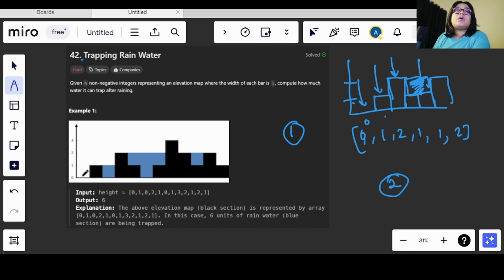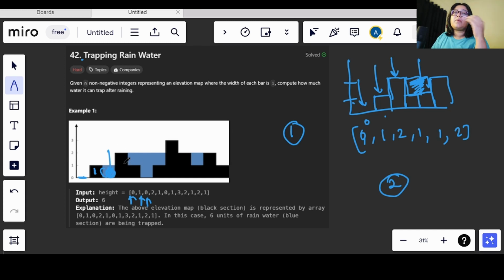So here the height is 0, then we have 1. Now this is 0, this is 1 again. When we have 0, whatever space is left between, the height here was 2 and the height here was 1, so there is a difference between both of them, right? A gap is created, and we need to fill that gap only. So it will be filled with 1 unit of water.